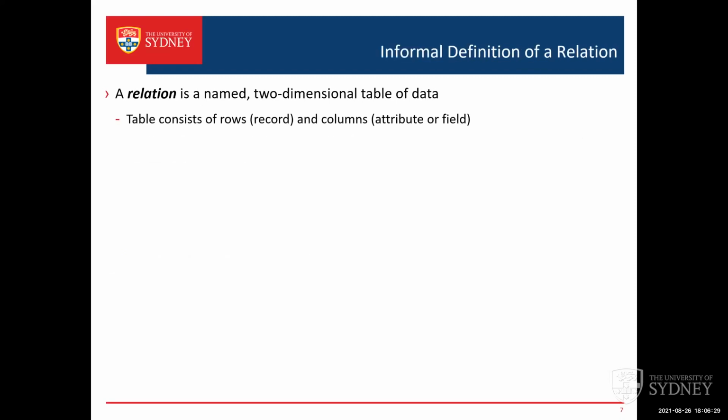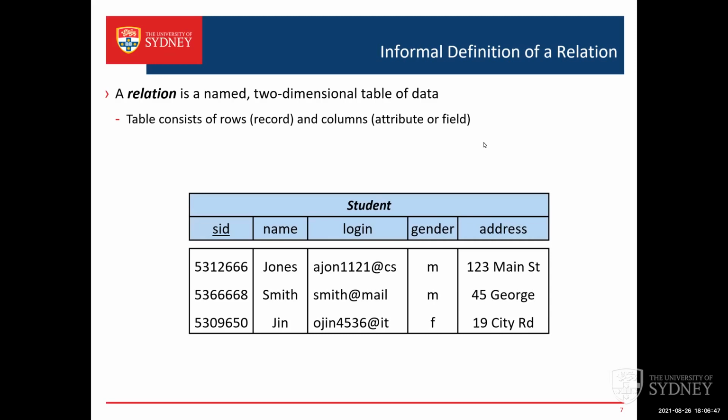Okay, so a relation or a table, if we think about it informally, is nothing but a two-dimensional table where we will have rows and columns. Okay, so rows are formally known as records or tuples. Columns are formally known as attributes or fields in the database sector. Okay, so this is what an actual table looks like.